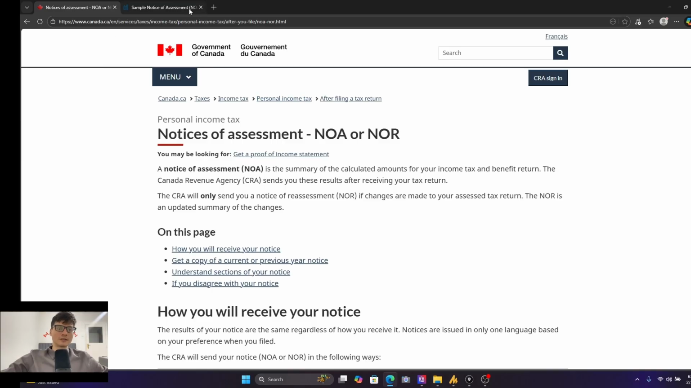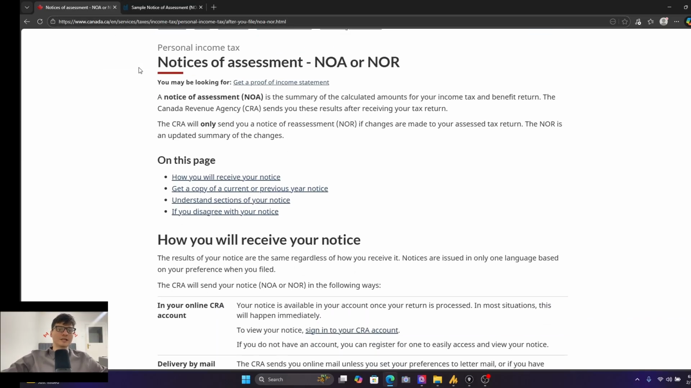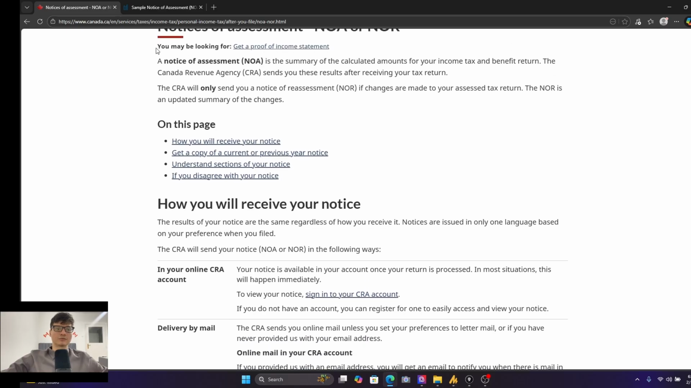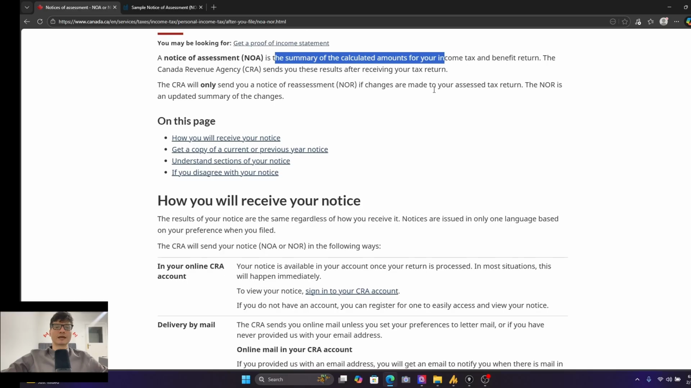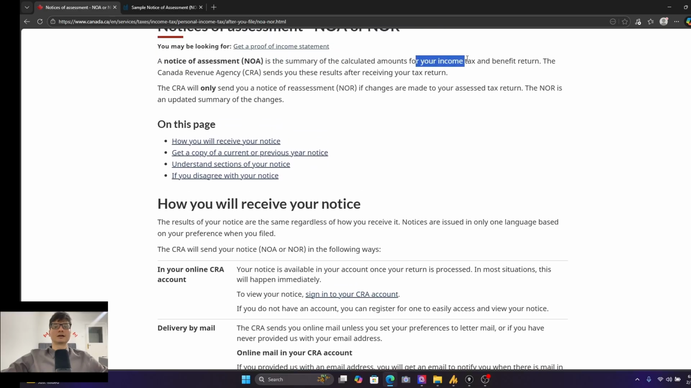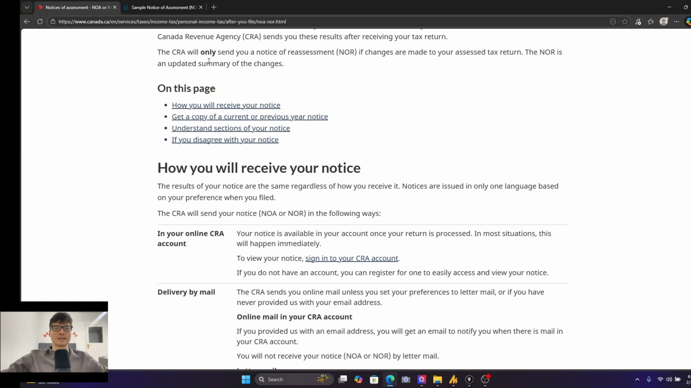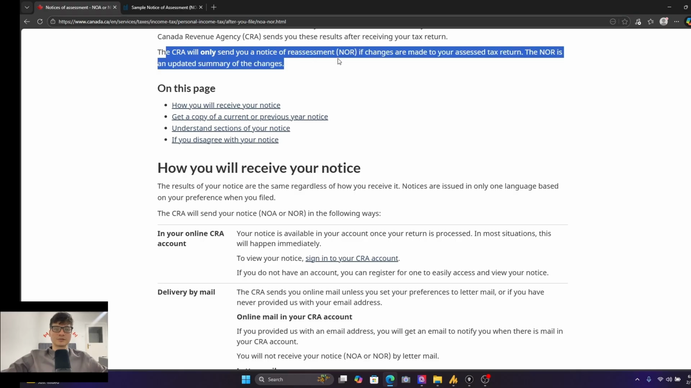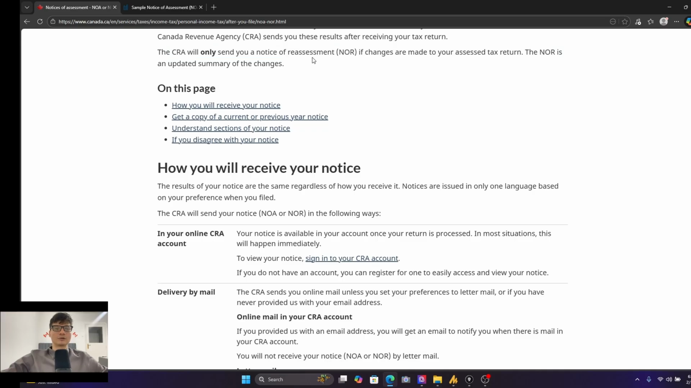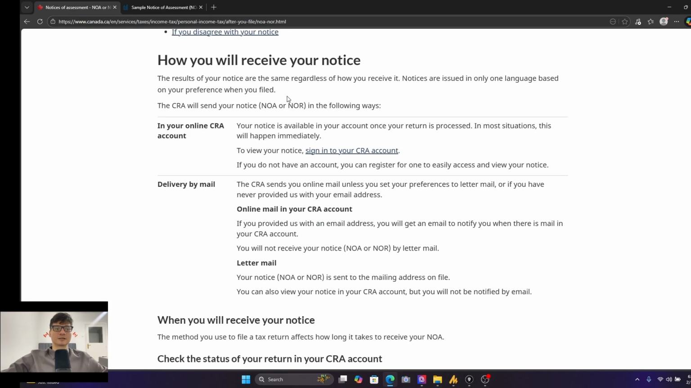So here on the CRA website, you can find some information about the Notice of Assessment and Notice of Reassessment. The Notice of Assessment is the summary of calculated amounts for your income tax and benefit return. They send you these results after receiving your tax return. The CRA will only send you a Notice of Reassessment if changes are made to your assessed tax return. Okay, and the Notice of Reassessment is an updated summary of the change.